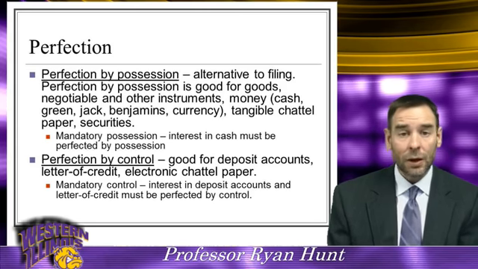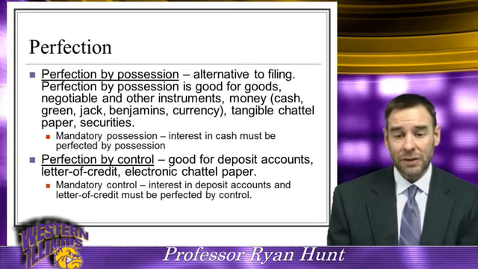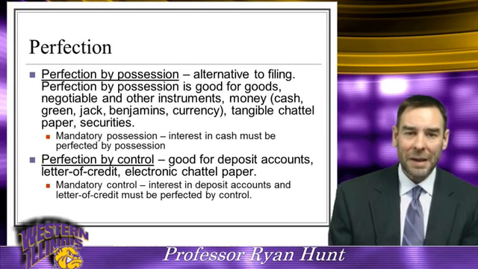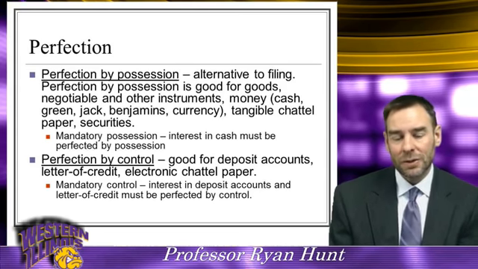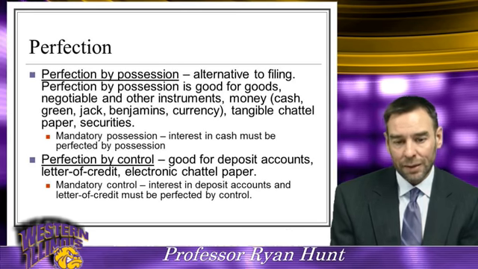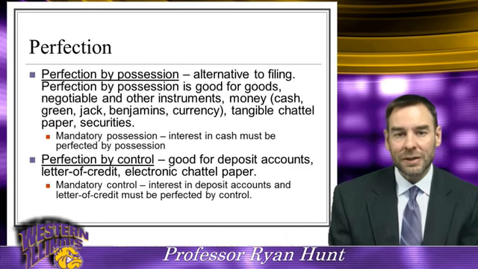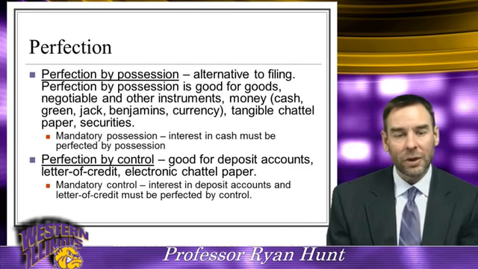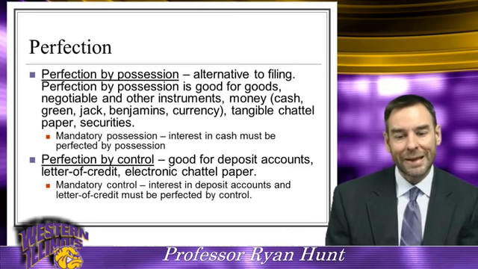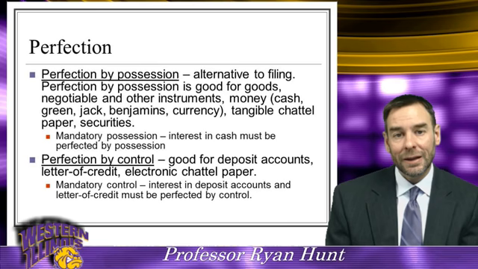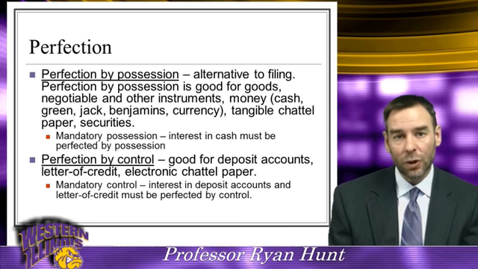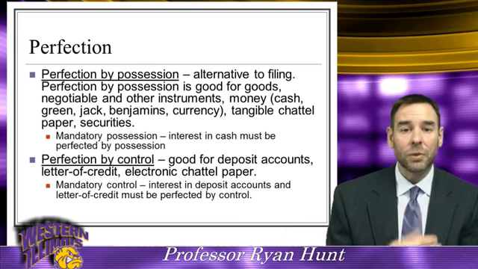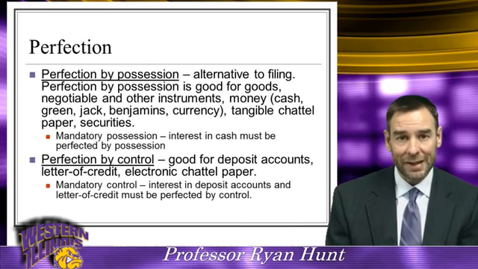And like I mentioned, the only way to perfect a security interest in cash has to be by possession. Maybe not possession, but control. You can also achieve perfection by control. And as I mentioned earlier, this is good for deposit accounts, right? Or a letter of credit, or what we call electronic chattel paper. And control is where the debtor gives exclusive rights or control over the property to the secured party, allowing them to withdraw if it's a deposit account, for instance.